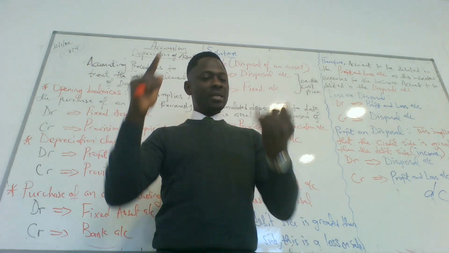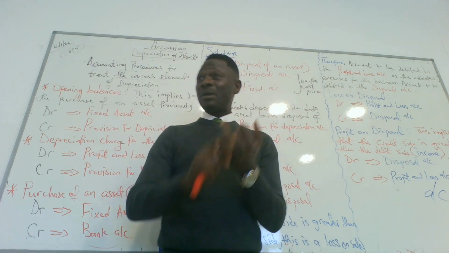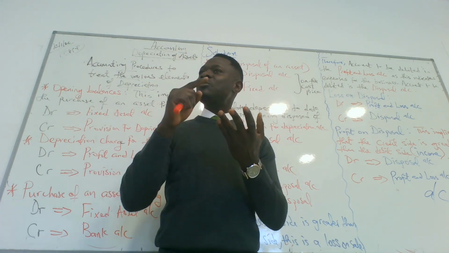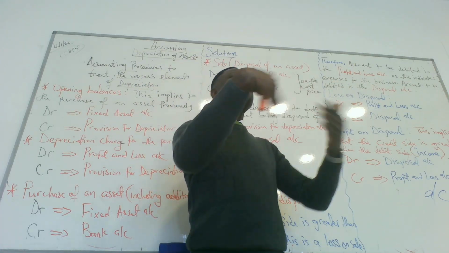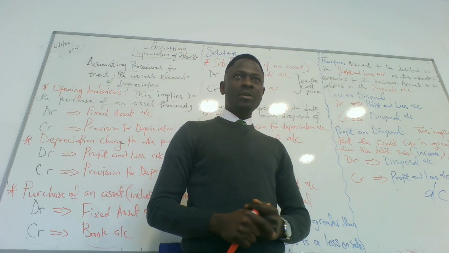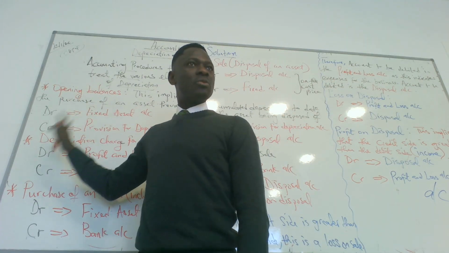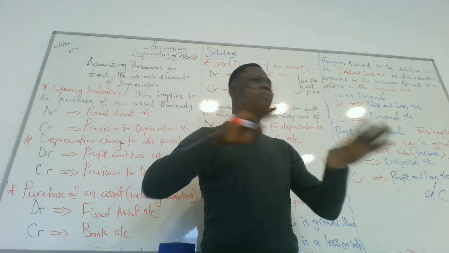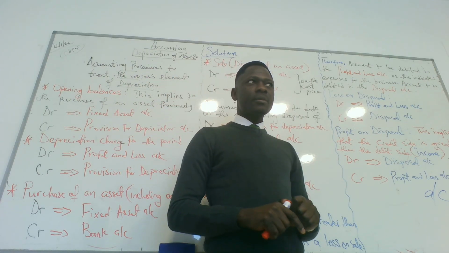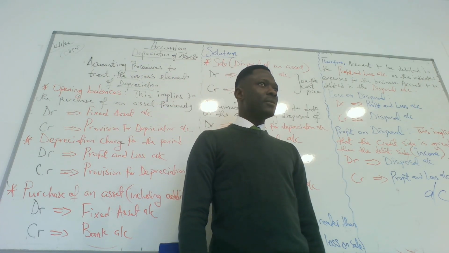Which simply means we purchase an asset, it has to be accounted for. We are selling the asset, it has to be accounted for. The assets that we have previously, they have to be accounted for. And these are the procedures we go into when we are preparing different accounts for depreciation. Do you understand the point I'm making or not?